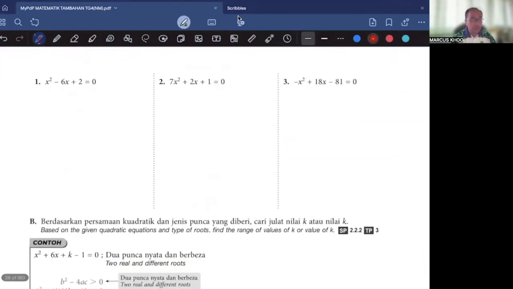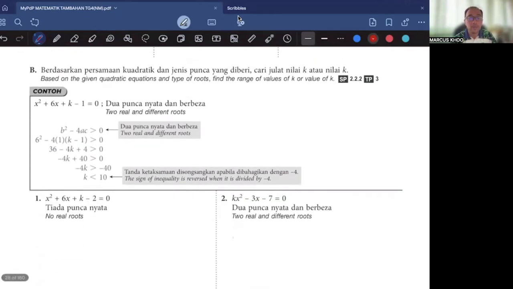Give these three questions a try. I think it's pretty simple, but just to help you, the final values are as follows. Here b squared minus 4ac is 28. This one, b squared minus 4ac is negative 24. And this one, b squared minus 4ac equals 0. Then tell me, if b squared minus 4ac is 28, what does that mean? Is it two real and different, two real and equal, or no real roots? This one you have to interpret for me. Now, this is the one that I want to answer one by one. Based on the quadratic equations and the type of roots, find the range of values of k or the value of k itself.